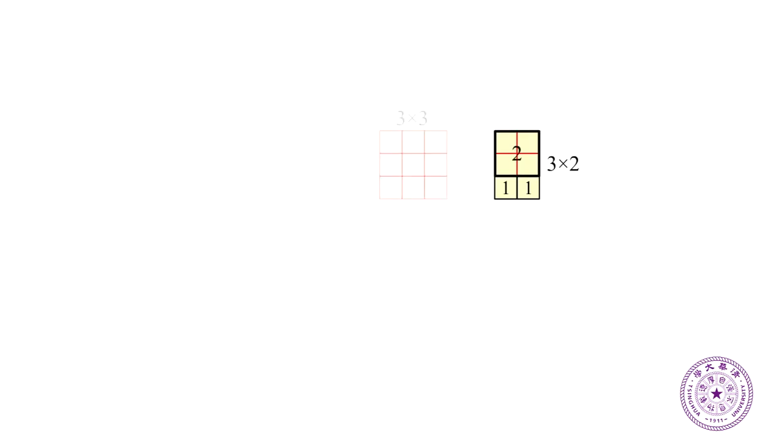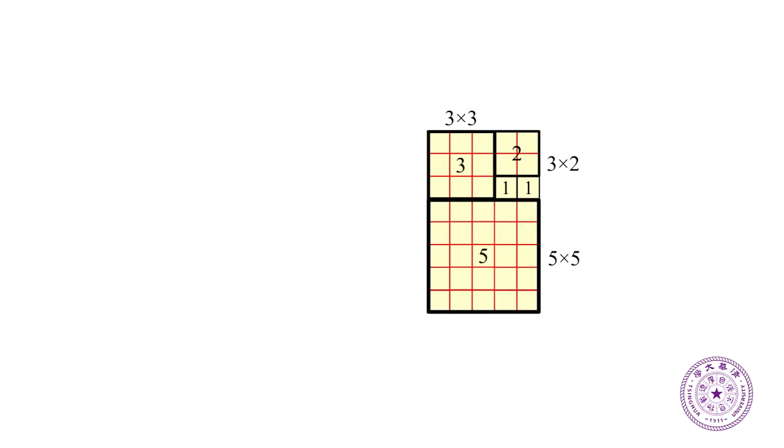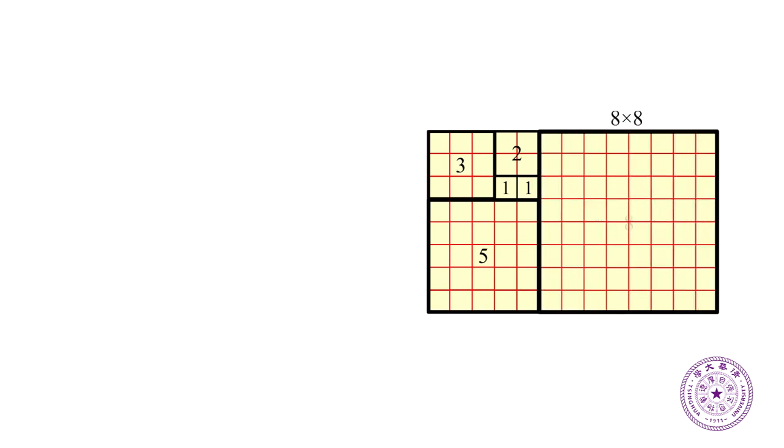We could use a square with side length 1 to represent it. So we could think that, for example, 1 plus 1 plus 4 is to put two 1 by 1 squares together, and then add a 2 by 2 square, which is a little bit larger. Now we construct a 3 by 2 rectangle. Then we add a 3 by 3 square beside it, then a 5 by 5 square, then an 8 by 8 square, and so forth.